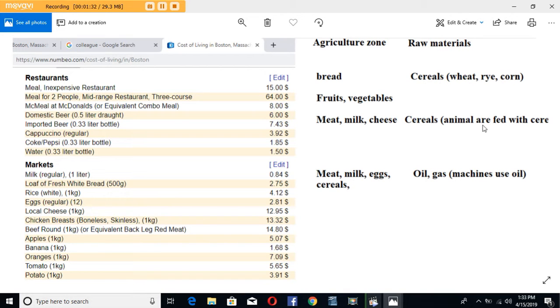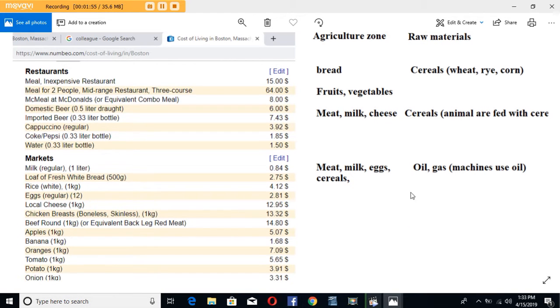The second items are markets. The products in a market include cereals, meat, milk, cheese, fruits, vegetables. The raw material are cereals. The personal care products are made of oil. The oil is a raw material because the agricultural machines use oil as energy resource.